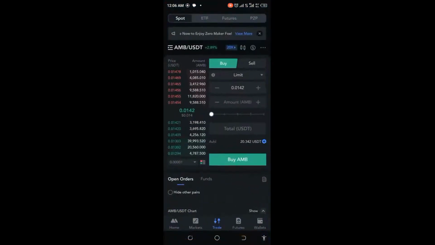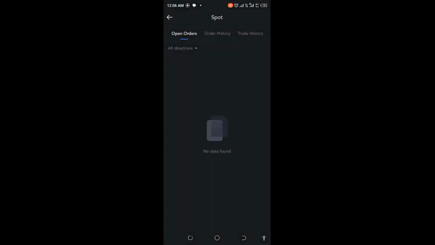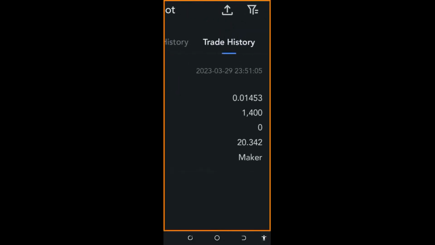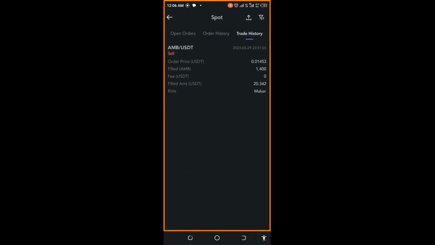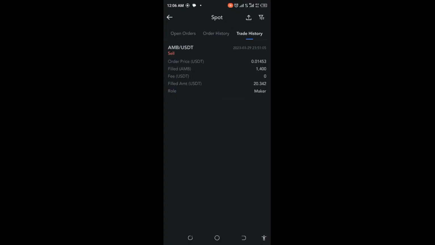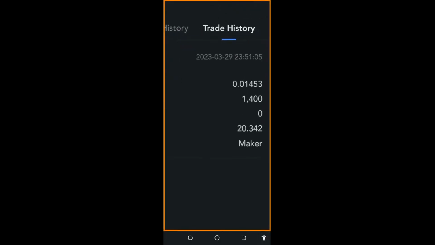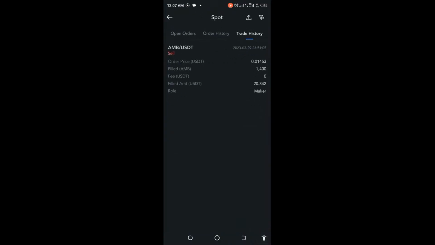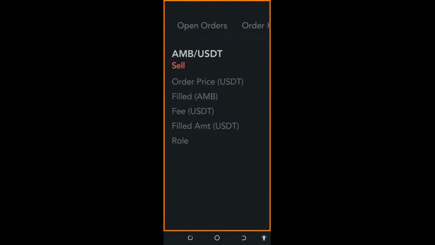Let me go check the order history to see what's in here. Wow, you can see it's a very new platform, my very first execution of a trade here. You can see that we got 20.34 here, but what we started out with, if you remember, is $20. So our profit is 34 cents, and you can see that the fee is zero.